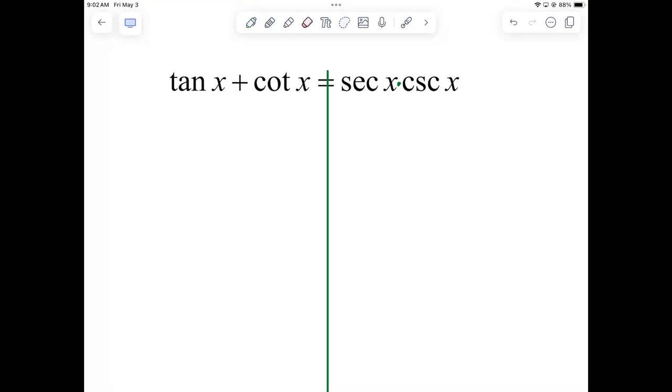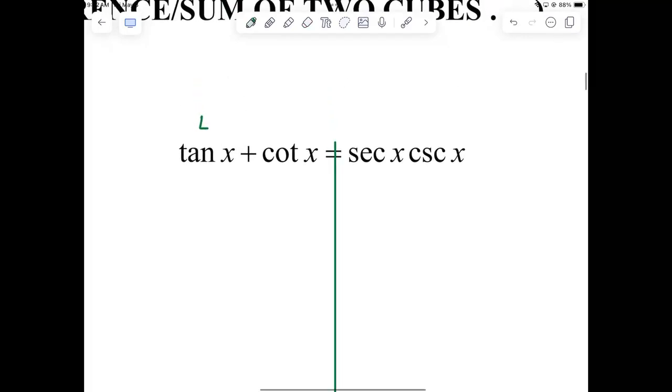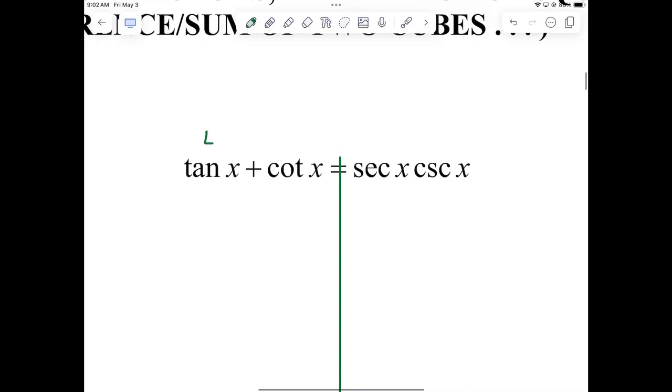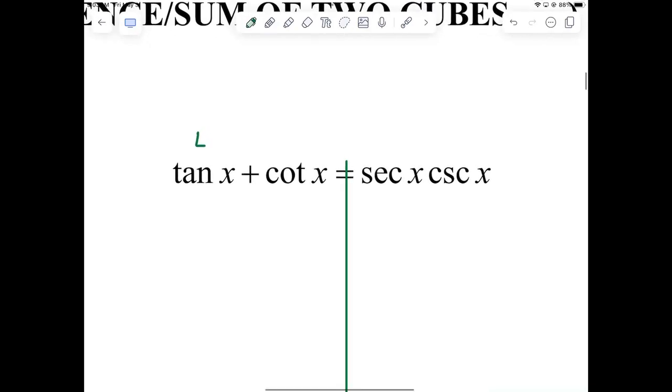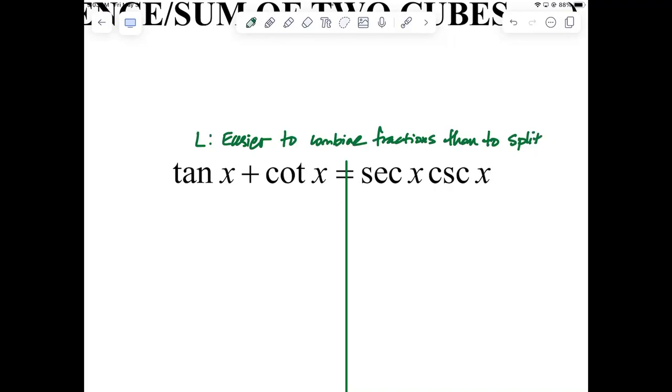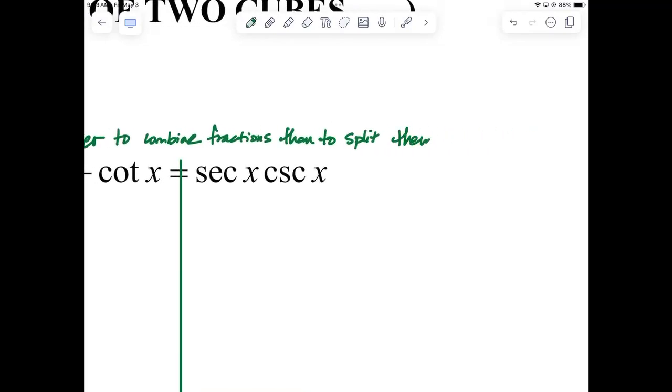Now, here's what I would tell you. I would actually start on the left side. Well, not necessarily, because they're weirder trig functions. They both have two trig functions. But here's why I would start on the left side. It's easier to combine fractions than to split them up. That's a fact. It's easier to combine fractions than to split them up.